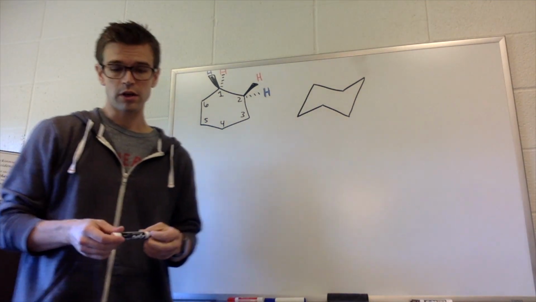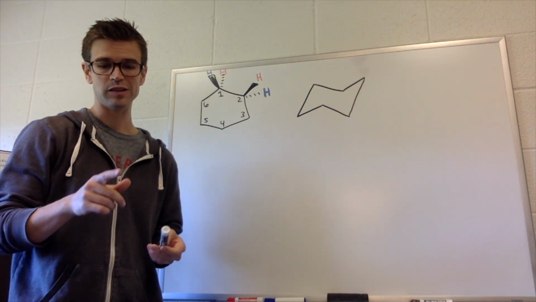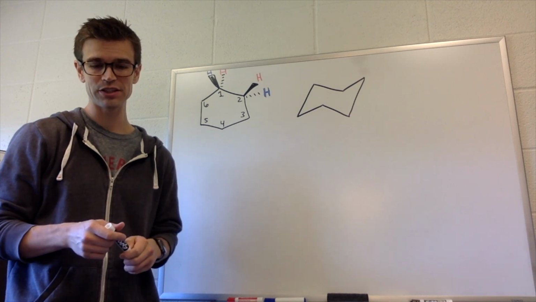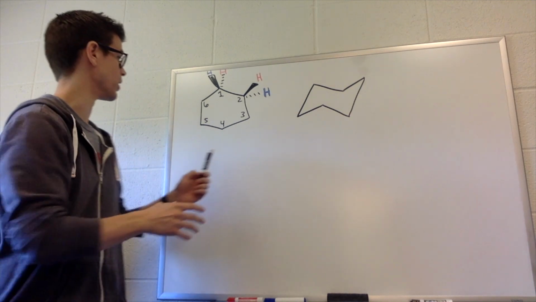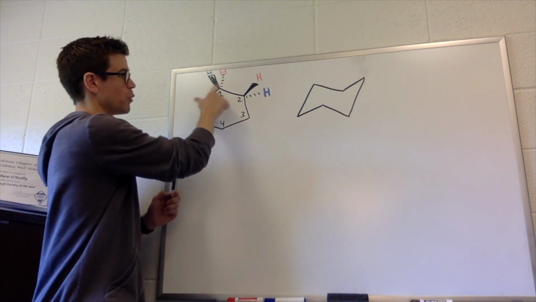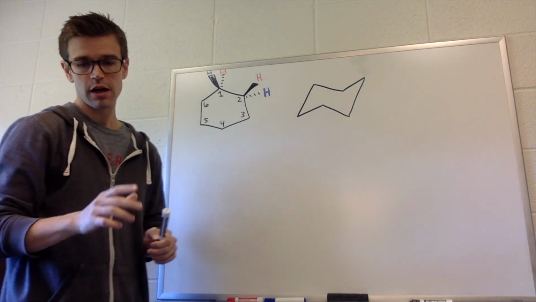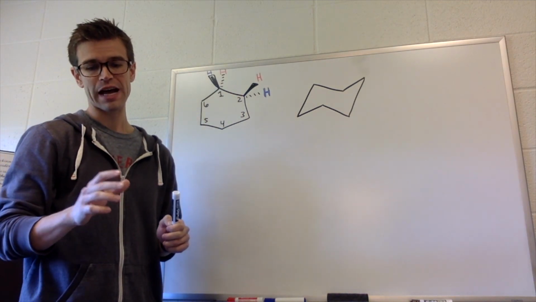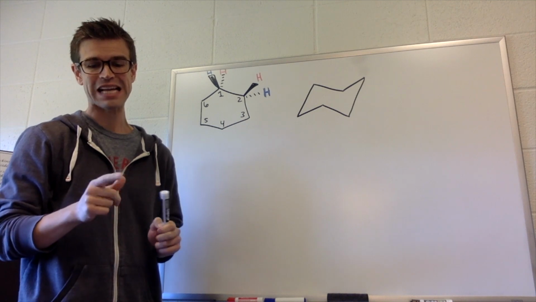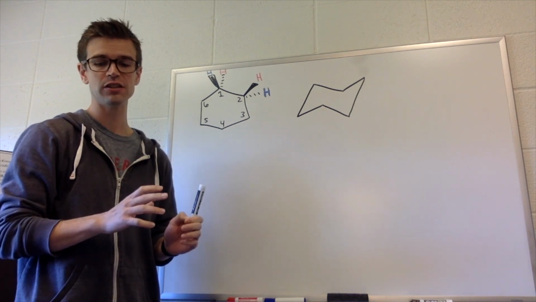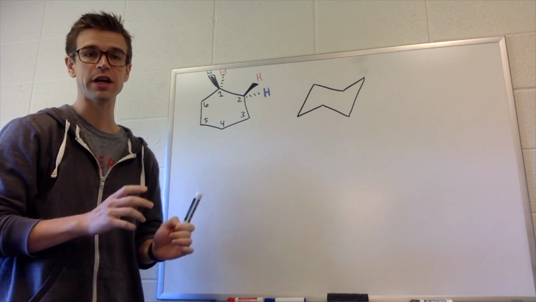All right, so on the start of your next page, it says wedge/dash on the skeletal structure. So here's our skeletal structure. We have wedges and dashes. Wedge/dash on the skeletal structure does not correlate to axial/equatorial on the chair structure.